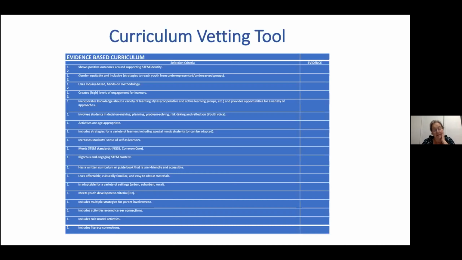The other thing is, and I'm just going to take a moment to sidetrack a tiny bit and say, don't reinvent the wheel. Don't necessarily write curriculum. Because what happens is when people write curriculum, they write a science or a math or an engineering activity. They leave out the literacy piece. They leave out the career piece. They leave out the cultural connections. Whereas if you use a vetted curriculum, and I can give you a list, all of that stuff is embedded.